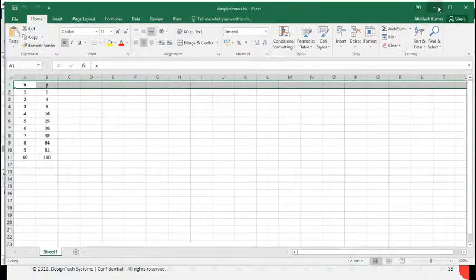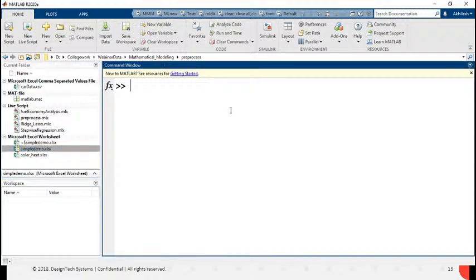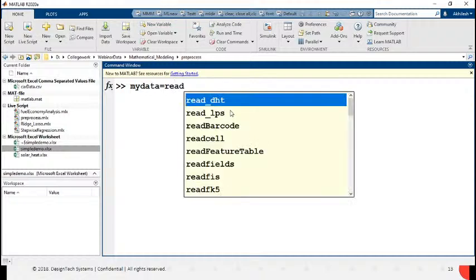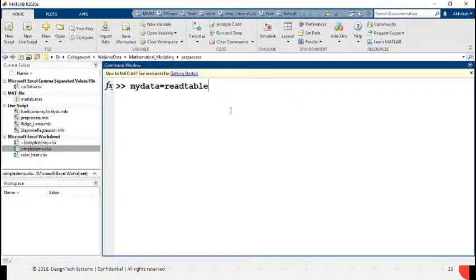Okay, so my first step is to read this data. I need to read my data as a table. Yesterday you saw how to read a table, right?